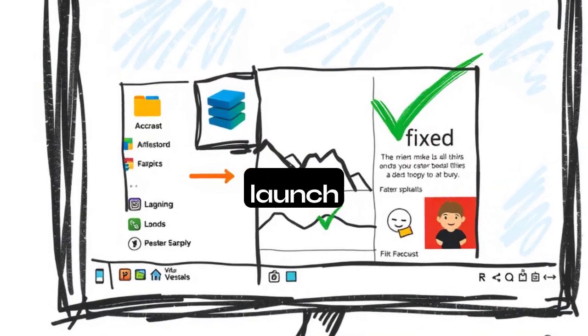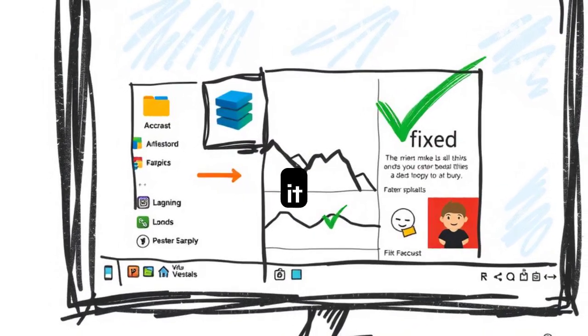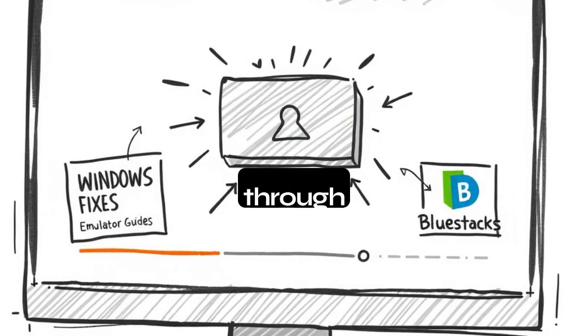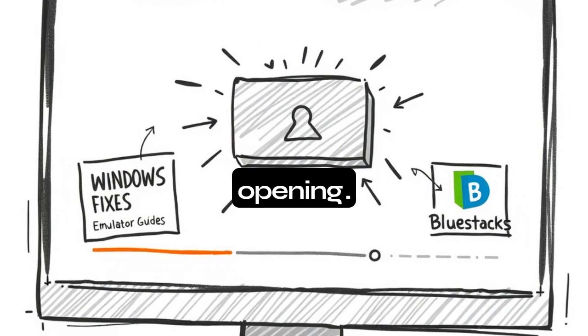After reinstalling, launch BlueStacks again. If it opens to the home screen without errors, your issue is fixed. You've just gone through all major fixes for BlueStacks not opening.